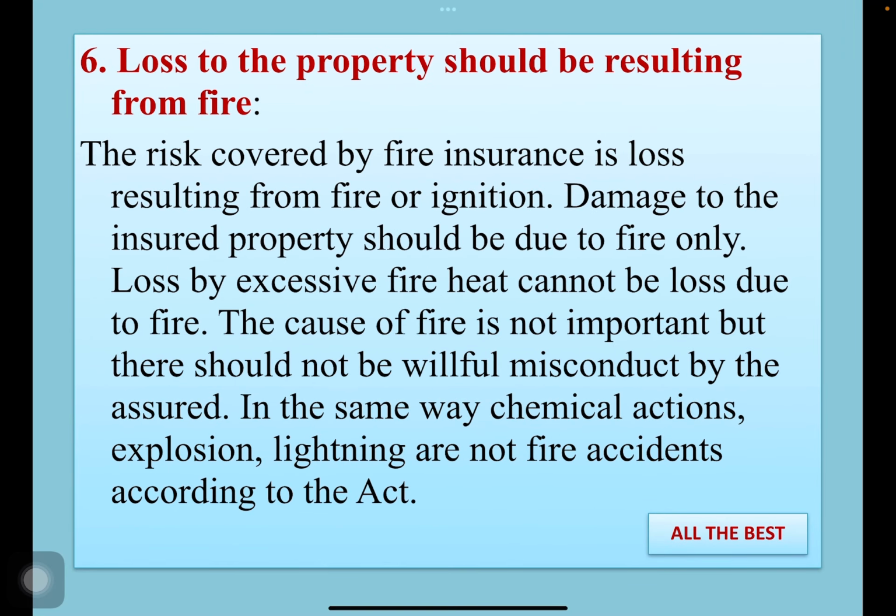Last feature, loss to the property should result from fire only. The risk covered by fire insurance is loss resulting from fire. Damage to the insured property should be due to fire only. Loss by excess heat, without fire, cannot be claimed as loss due to fire. The cause of fire is not important, but there should not be willful misconduct by the assured. In the same way, chemical actions, explosions, and lightning are not fire accidents according to the Act.